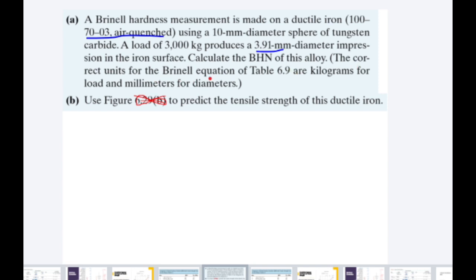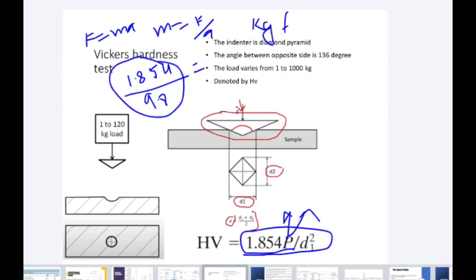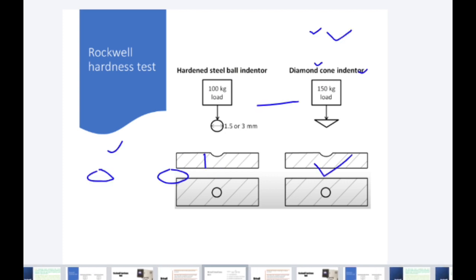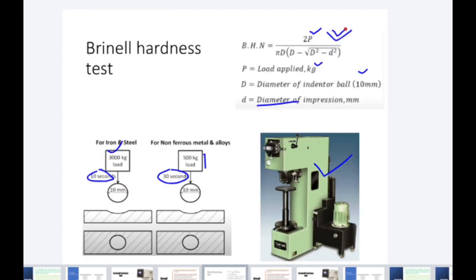And you can see the correct units for the Brinell equation of table 6.9. This is from another book, but ignore this thing. This example I have taken from other books, so leave the table. But what you will do, you have the data, right? And you have the formula. You have the force in kilogram. Now see how you will find. Look here. Where is the formula? Here. So this is the Brinell hardness formula, right? So you put everything here and you find it.